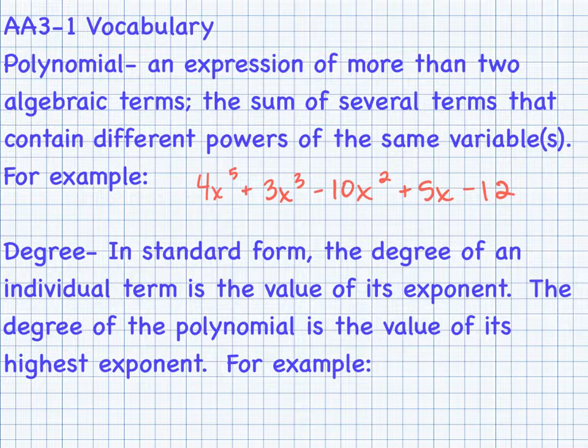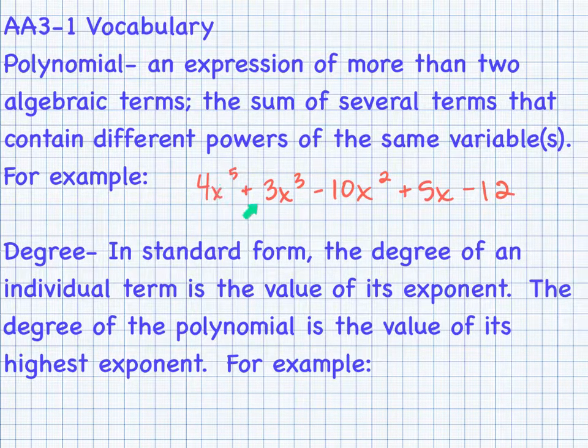So if I have this polynomial, each of these is a term. So this first one, 4x to the 5th is a term, 3x to the 3rd is a term, -10x squared is a term, 5x, and -12. They each have different powers of the same variables. And the S on variables, that plural, occasionally we will have polynomials with more than one variable in them. But for now, we're just going to stick with one. So these all have different powers of x.